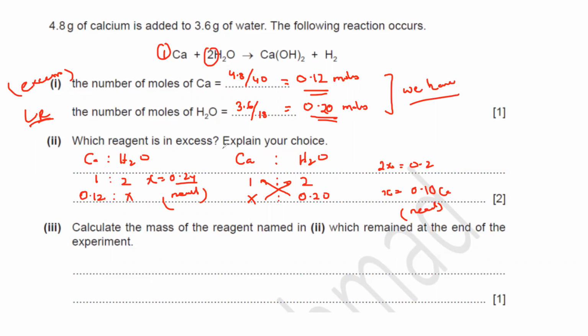So you can solve by considering any one of them as X. It's up to you. You can consider the first reactant as X, or you can consider the second reactant as X. And whatever answer you get, you will compare with the initial answer which you have.